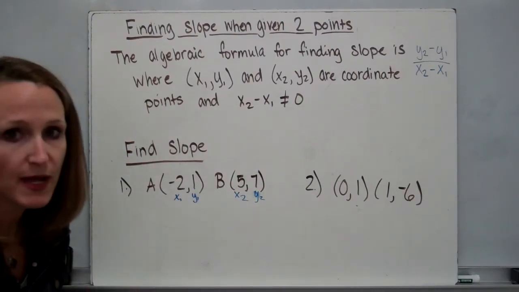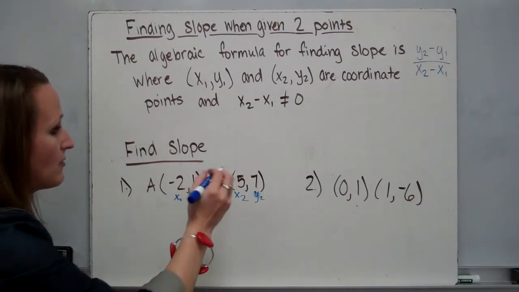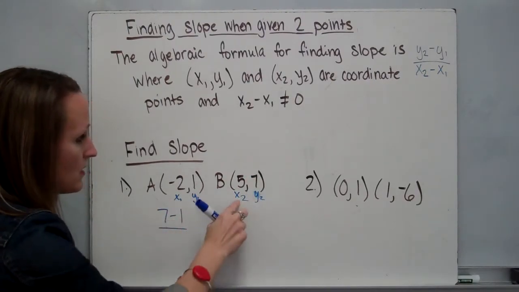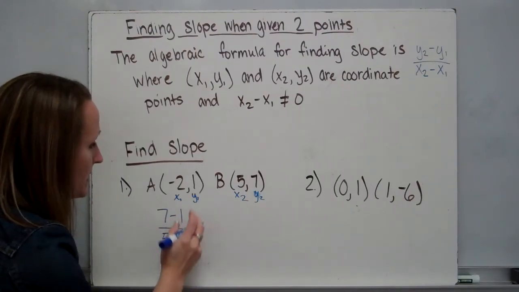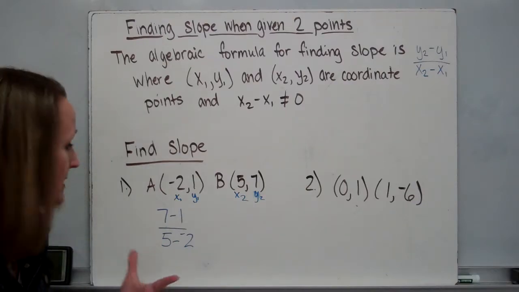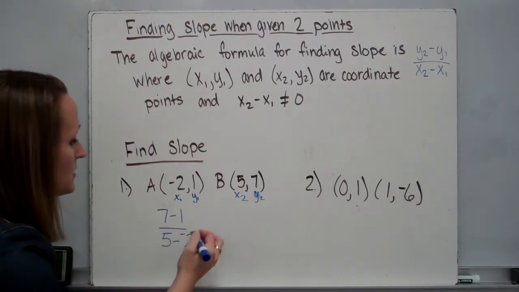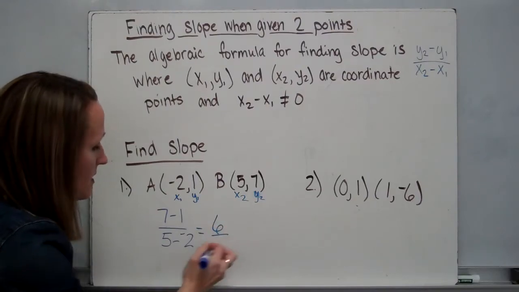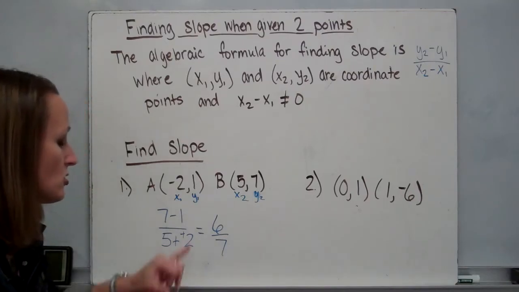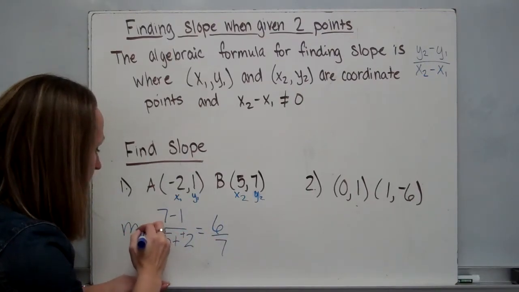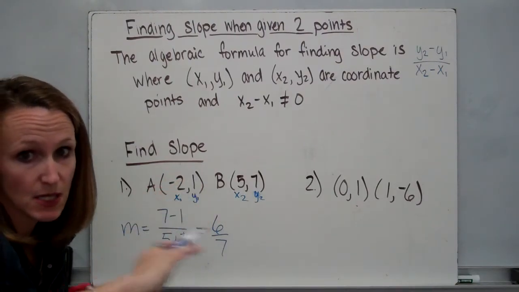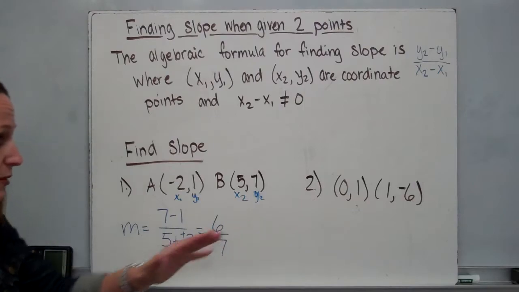So if I want to use my algebraic formula to find my slope, I would do this. My y2 is 7 minus my y1 over 5 minus, this is -2, -2. So to get my slope, I'm going to do 7 minus 1, so the top is 6. On the bottom, I'm going to do same, switch, change, and get 7. So my slope is going to be 6 over 7, or in other words, I would rise up 6 and go over 7.